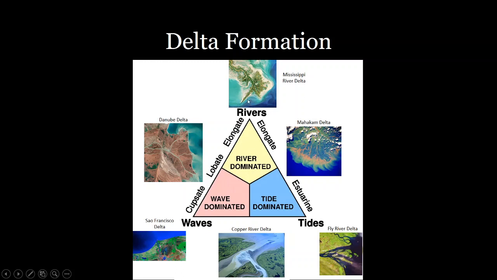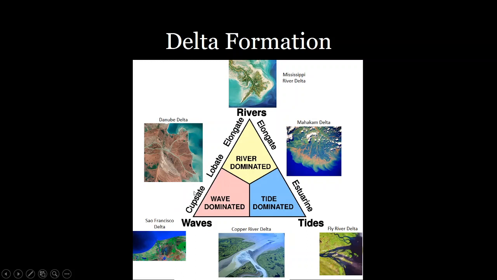And then in between those two, we can have a lobate river delta, where the river kind of extends out further from the shoreline, but it doesn't have these long tendrils and is still kind of cut off by the wave action.